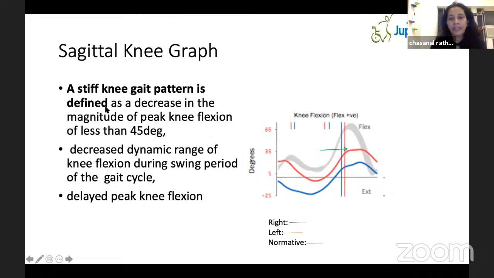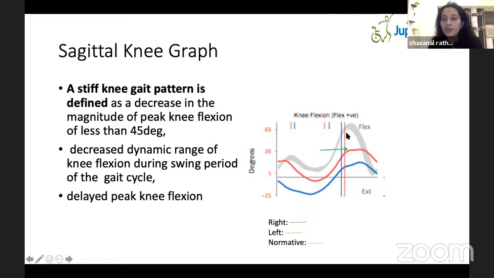So what is a stiff knee gait pattern exactly? A stiff knee gait pattern is a swing phase phenomenon. So we don't look at the stance here. We are more concerned about the swing phase. It is related to the rectus muscle. And what we see is a decrease in the peak knee flexion. This is the peak knee flexion in the swing, in order to get clearance of the ground in the swing phase. So if the peak knee flexion is reduced, it is a stiff knee gait, but it has to be importantly reduced to less than 45 degrees.